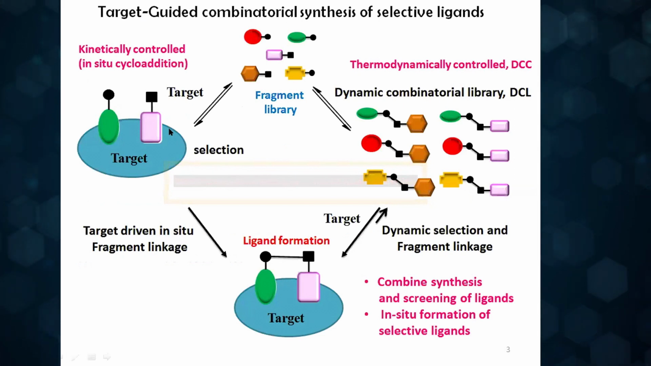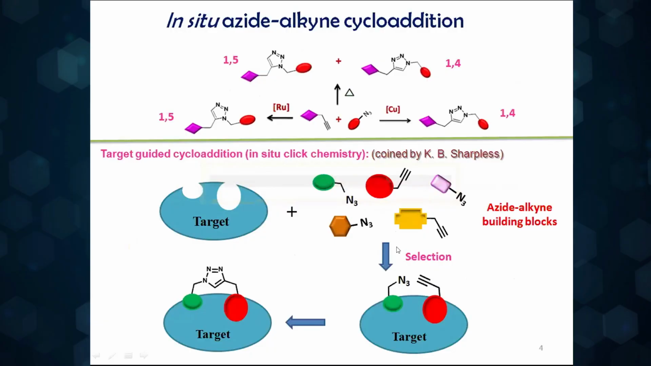the biological targets. So this target-guided in situ cycloaddition was first developed by Sharpless and co-workers, in which a biological target selects alkyne and azide fragments and forces them to react with each other in a regioselective manner in the absence of any metal-based catalyst.